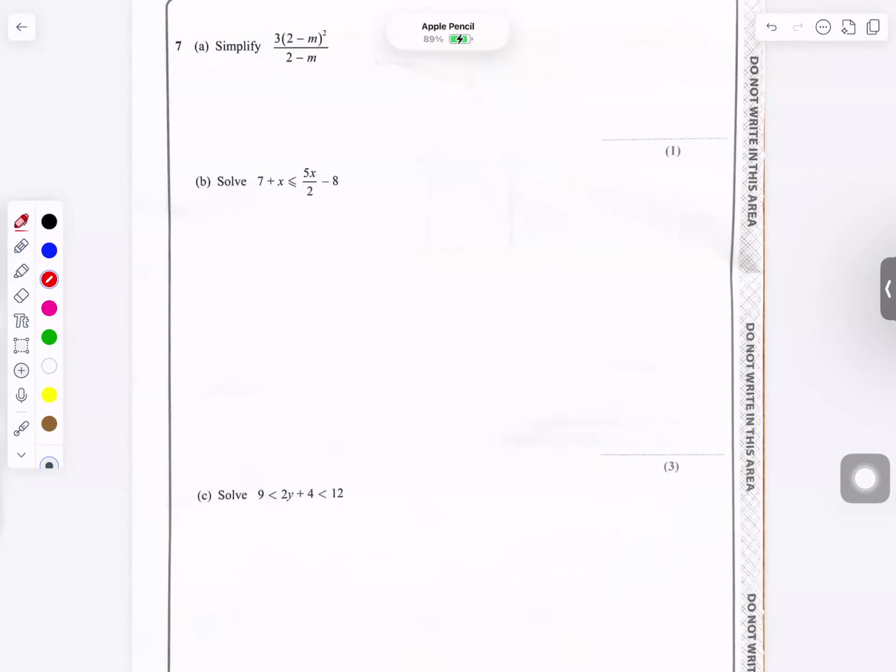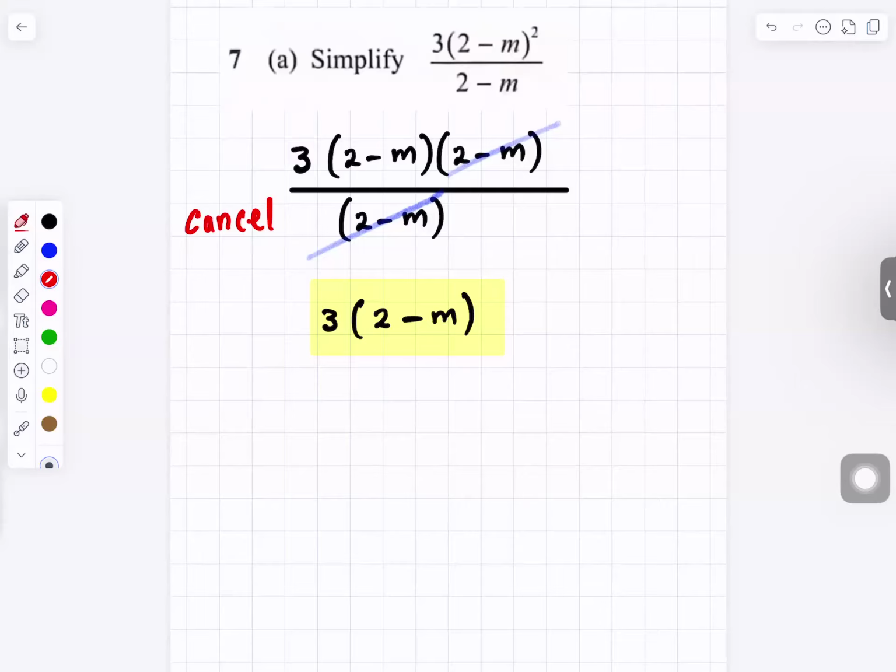Question number 7 is part A, B, and C. So for question 7A, simplify 3 brackets 2 minus m all squared. So there's squared there, you write it twice. So 2 minus m, 2 minus m, you write it twice. And you cross out the one in the denominator with the one of the numerator. So you're left with 3 and 2 minus m. So that's part A done.